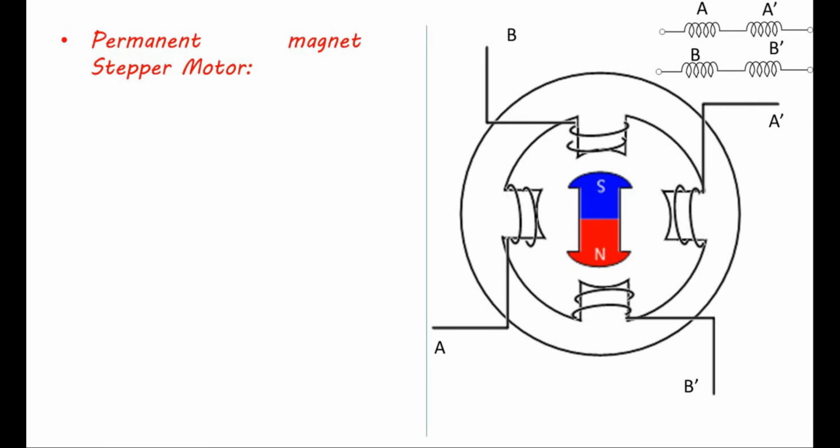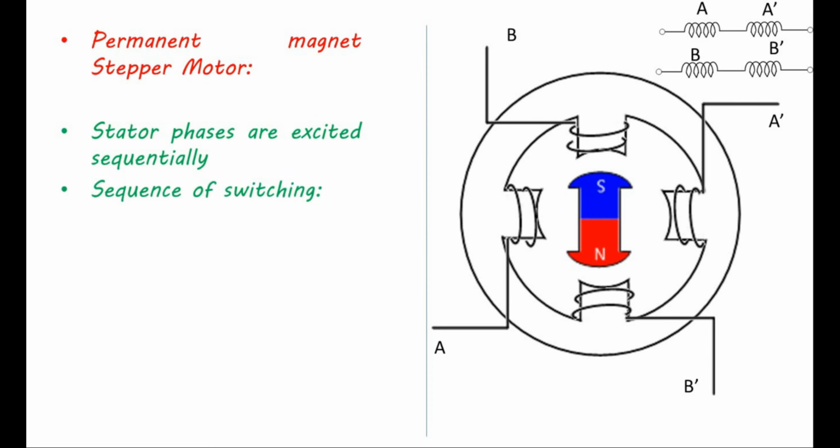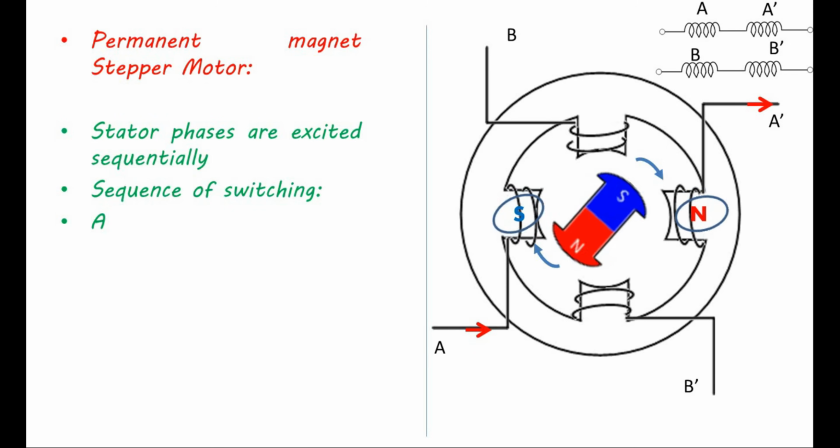The stepper motor can be controlled by energizing the stator phases sequentially. From the rotor position shown in the figure, if we excite winding A, an S pole is generated under the A winding, and at the same time an N pole is created under the A prime winding, as current is leaving from the A prime winding. In this situation, the north pole of the rotor is attracted by the south pole of the stator, and the south pole of the rotor is attracted by the stator N pole. Hence, the rotor travels 90 degrees to attain its equilibrium position.